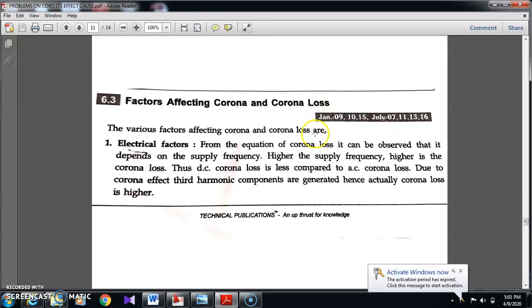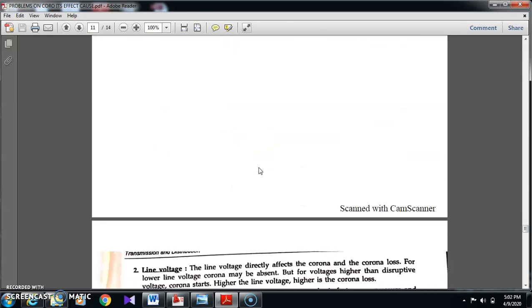What are the factors affecting corona here? It depends upon different factors. One is frequency, that is, the supply frequency of 50 Hz. Because of corona effects, what happens? The frequency gets disturbed. It will break into different forms of frequency, multiples of frequencies, that is harmonics, which will disturb and may affect efficiency also.